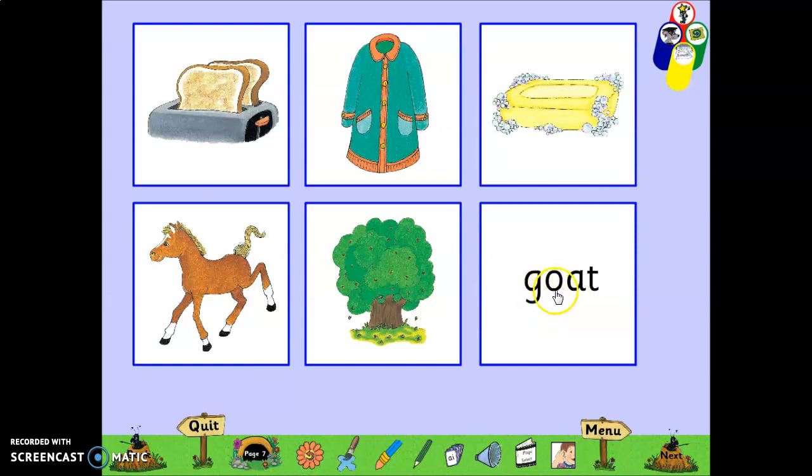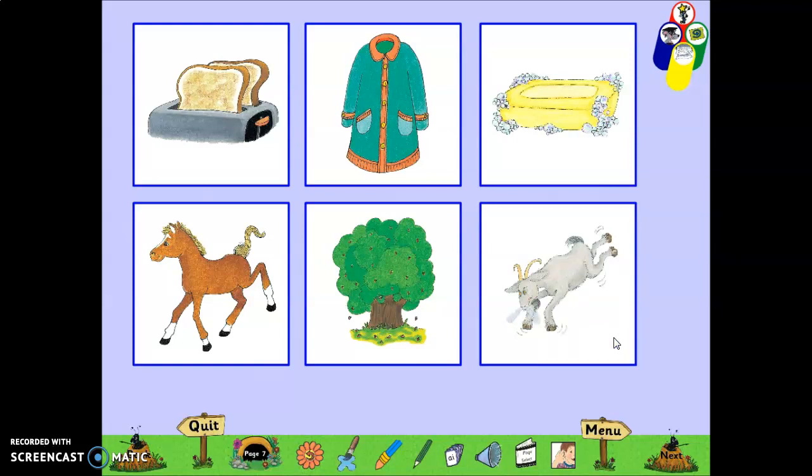G, O, T. G, O, T. What could it be? Well done, everyone. It is a goat.